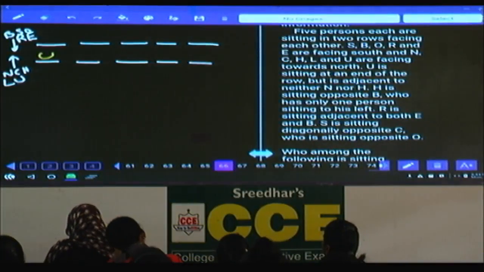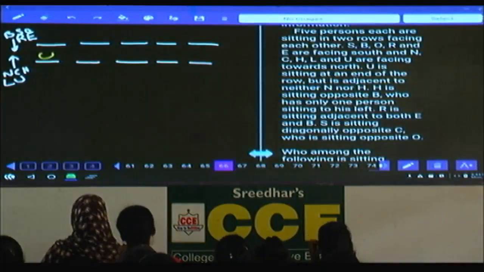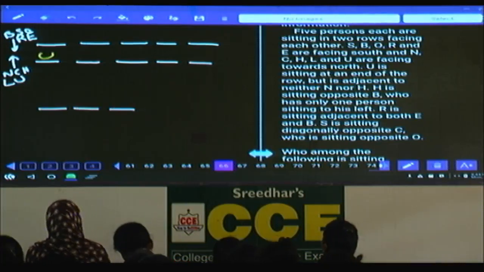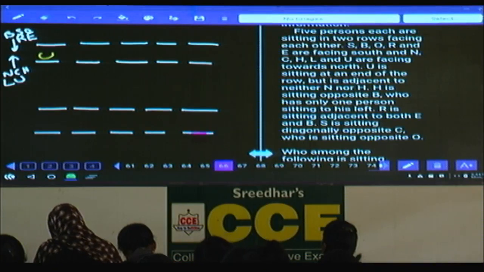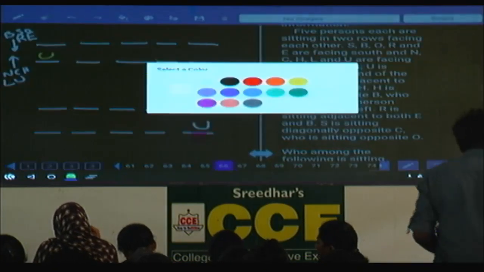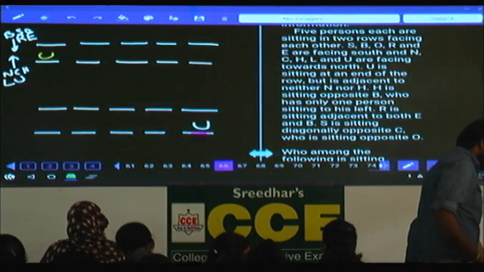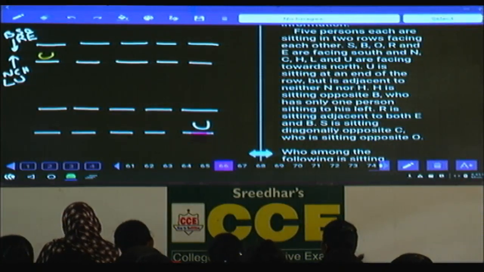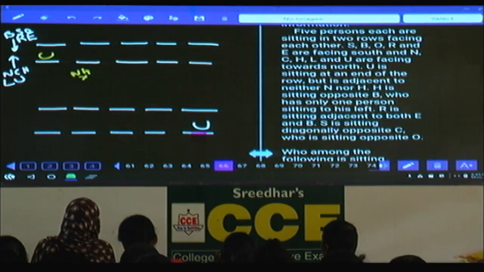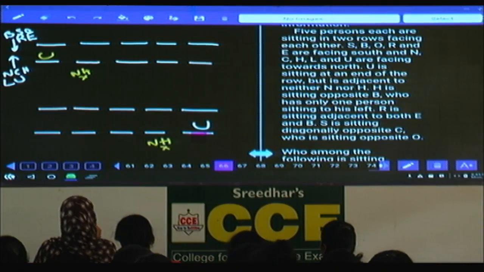U can be at the left extreme, or U can be at the right extreme. As there are 2 possibilities for U, U can be at the left or at the right. Now U is here. U sits at one of the extreme ends of the row, but is not adjacent to N or H. Hence N or H cannot be here, and similarly N or H cannot be adjacent to this U.